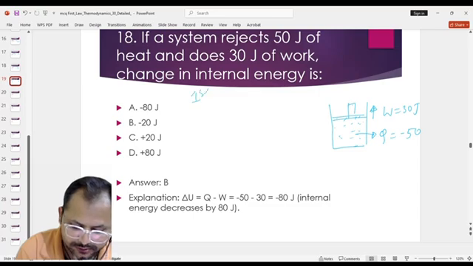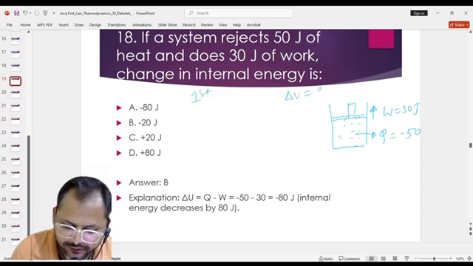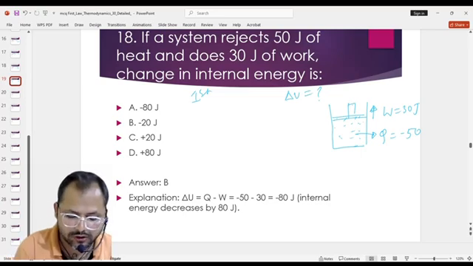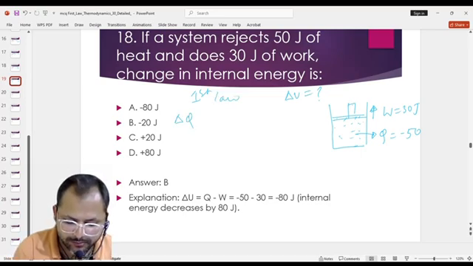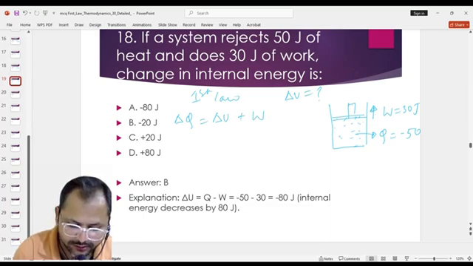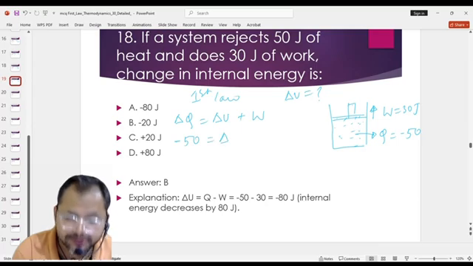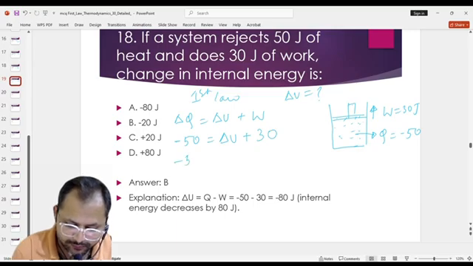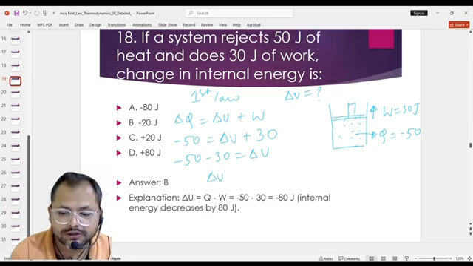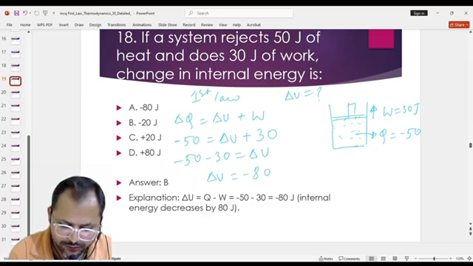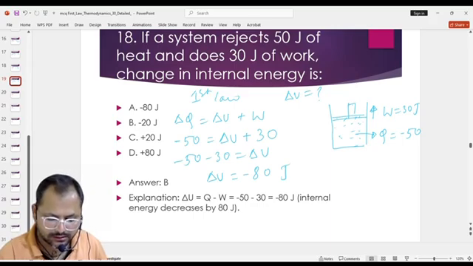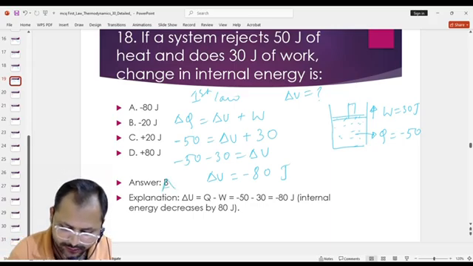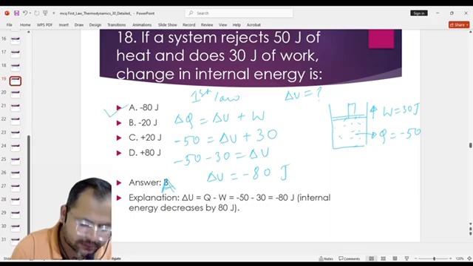So by the first law of thermodynamics, we have to find the change in internal energy. Delta Q, heat supplied, is equal to change in internal energy plus work done. Heat is given as minus 50, and work done is 30 joule. So minus 50 minus 30 is equal to change in internal energy. So change in internal energy equals minus 80 joule. So option A is the correct answer.